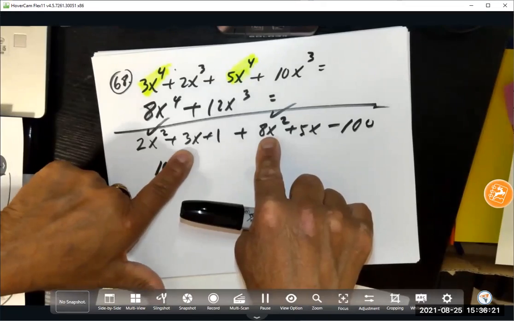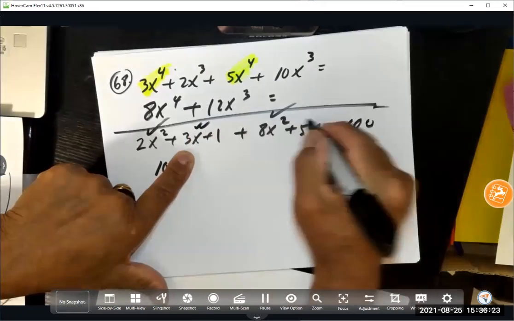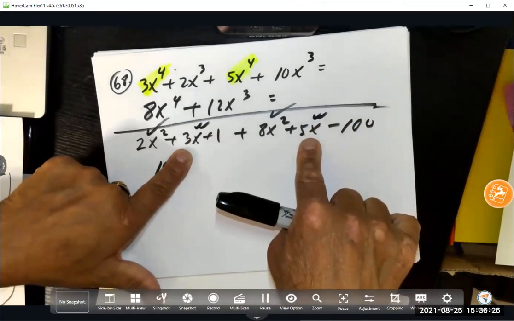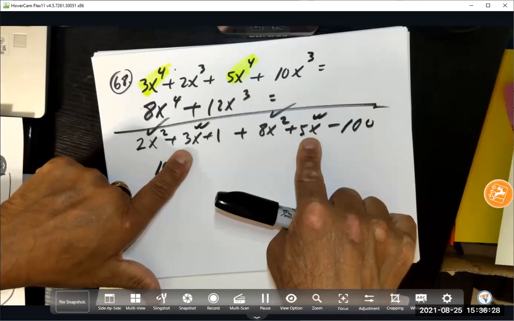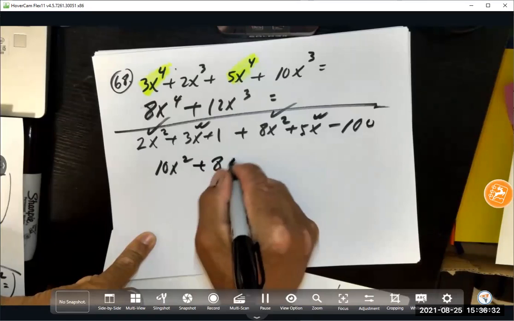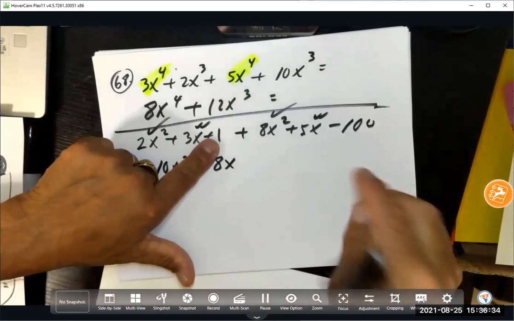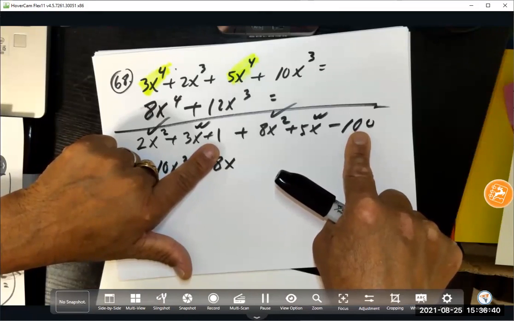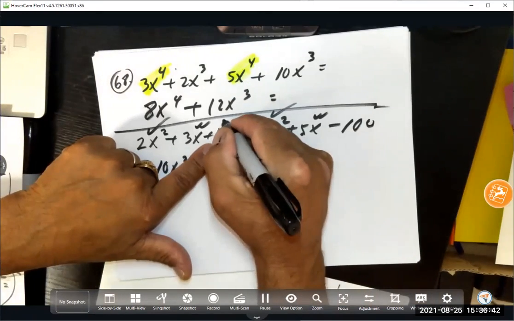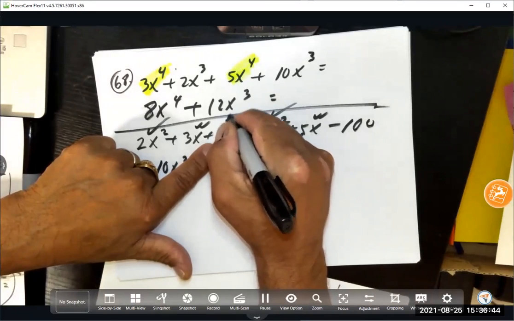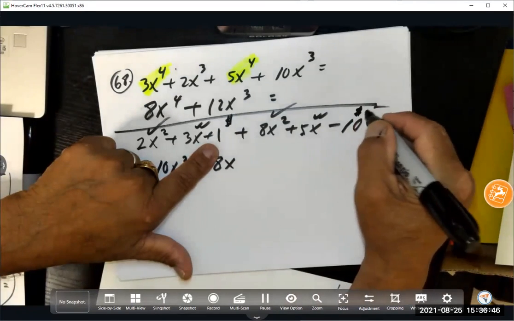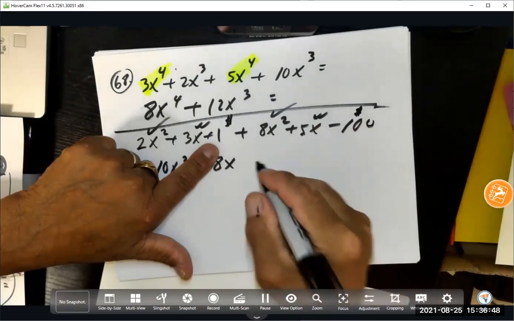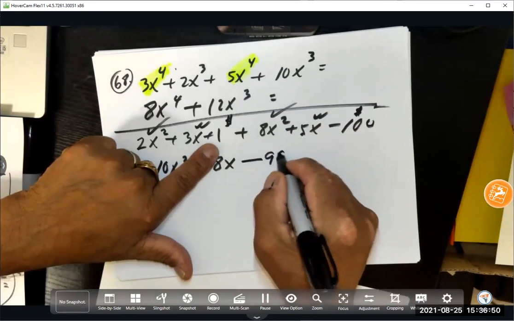And what about the x's? What about this one with the double checks? It's just 8x. Okay. What about this one and this one? Negative 99. There you go. Okay, let me do it again.